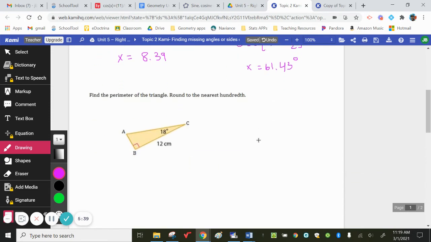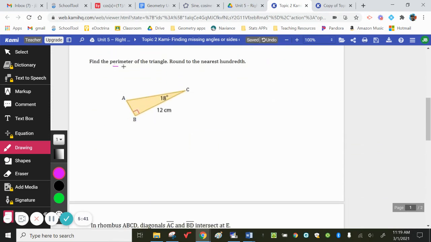In this question, I'm asked to find the perimeter of the triangle and round to the nearest hundredth. The perimeter of the triangle is the sum of the lengths of the three sides. I know the length from side B to C is 12 centimeters, but I don't know the length from A to B. I'll call this x, and from A to C, I'll call this y. But they do tell me that the measure of angle C is 18 degrees.